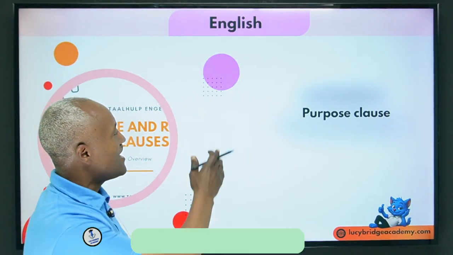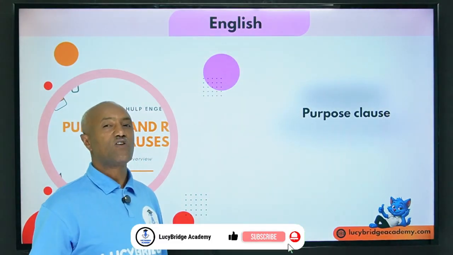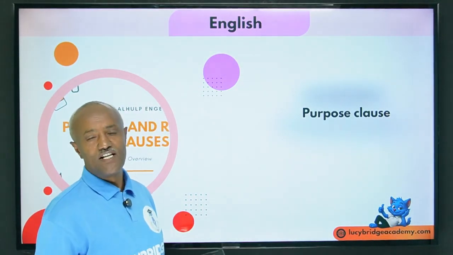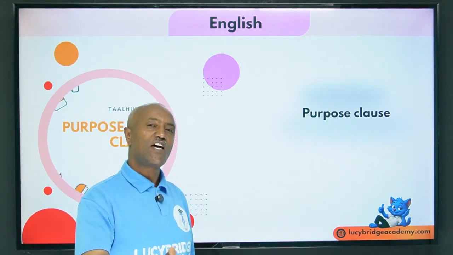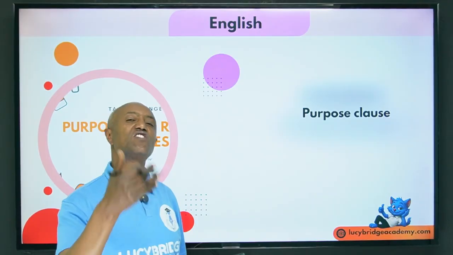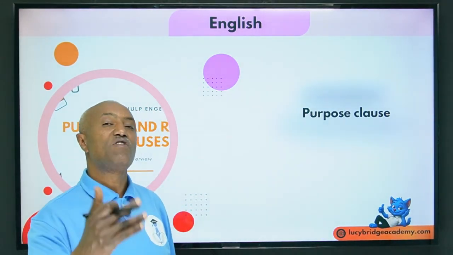So when we see the title purpose clause, it tells us why we do things, the purposes. For instance, why do you come to school? You state your purposes. Why do you do something? That means you state your purpose. When you state your purpose, there are structures that you are requested to be familiar with.